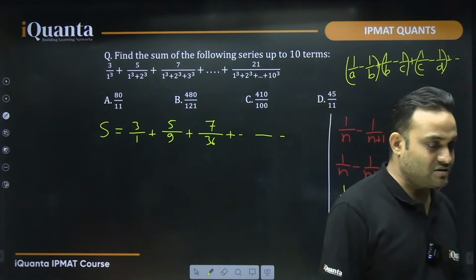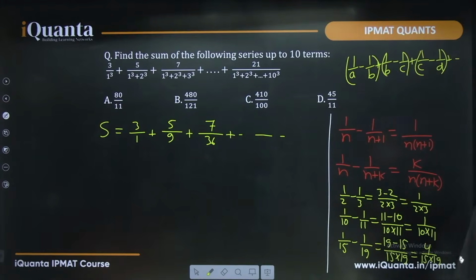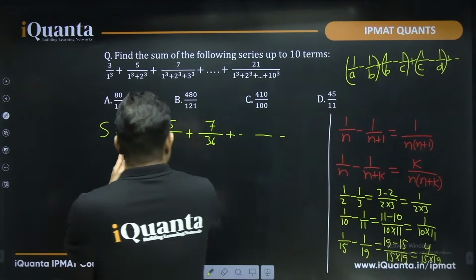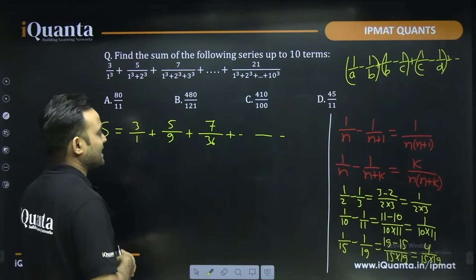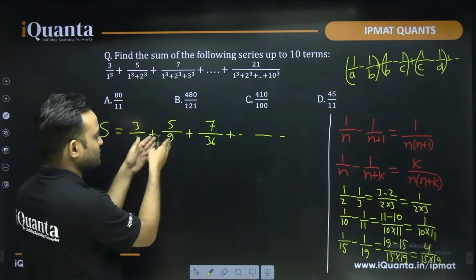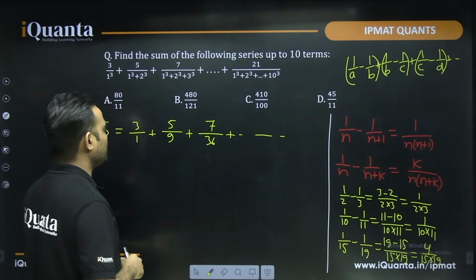So numerator, whatever is numerator, you need to break the denominator in such a way that the last term should be the first term of this. So how do we do that?